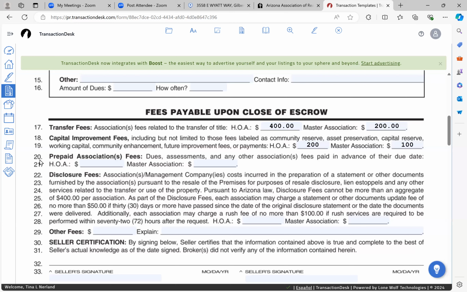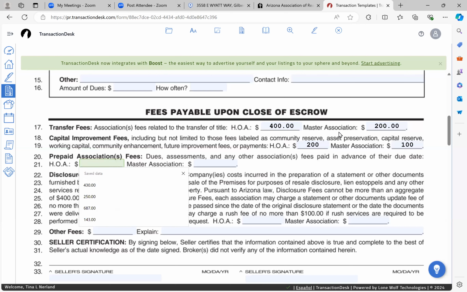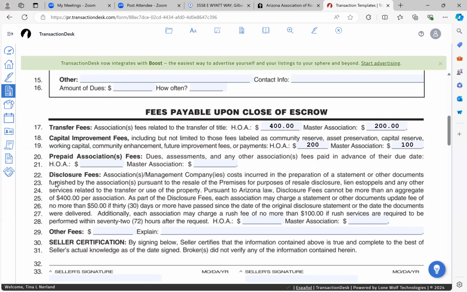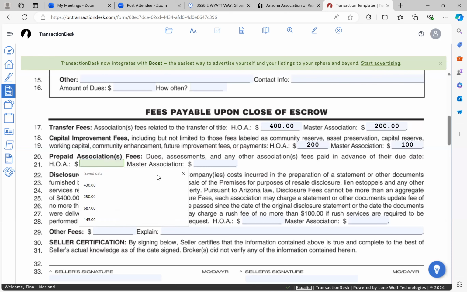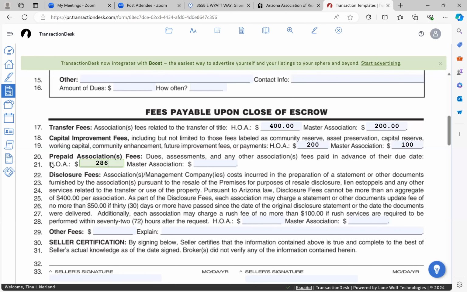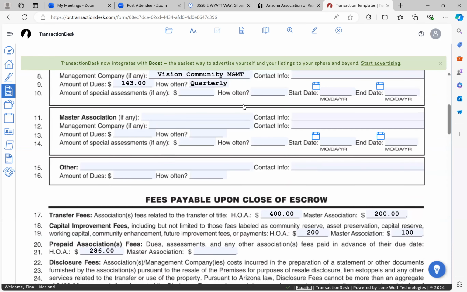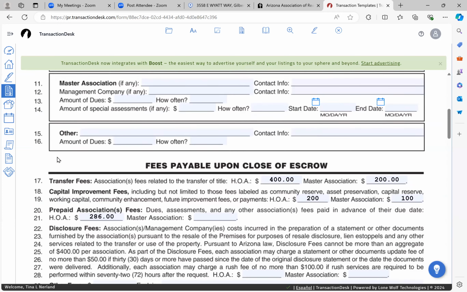That is because it takes time to transfer the HOA from one owner to another. And this allows time so that there's no defaulting on the payments for the HOA. So usually it's going to be at least 2 months. So just know that. So in my case, it would be $286, since my fees were $143 quarterly.